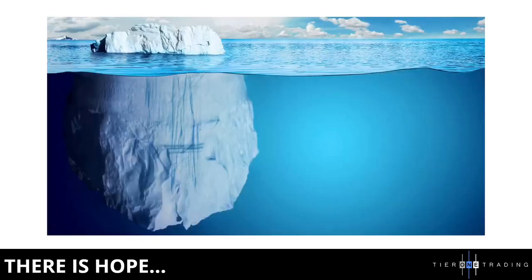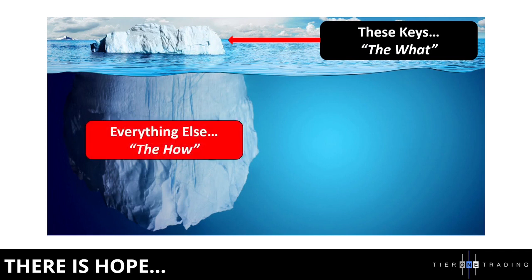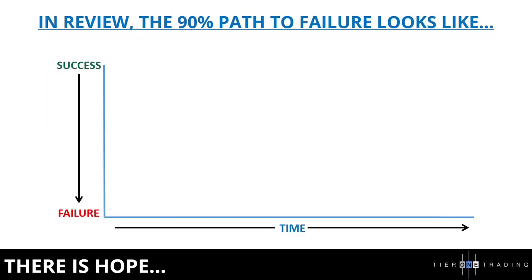So here's what we've done. These keys, these are the what. This is the what you need to do. I did show you somehow, but everything else really is the how. This is the most of the week. Traders, this is the what. This is what you must do. And we show you some how, but we don't have time to show you all the how because it's only 1 week. So, the 90% path to failure looks like this.